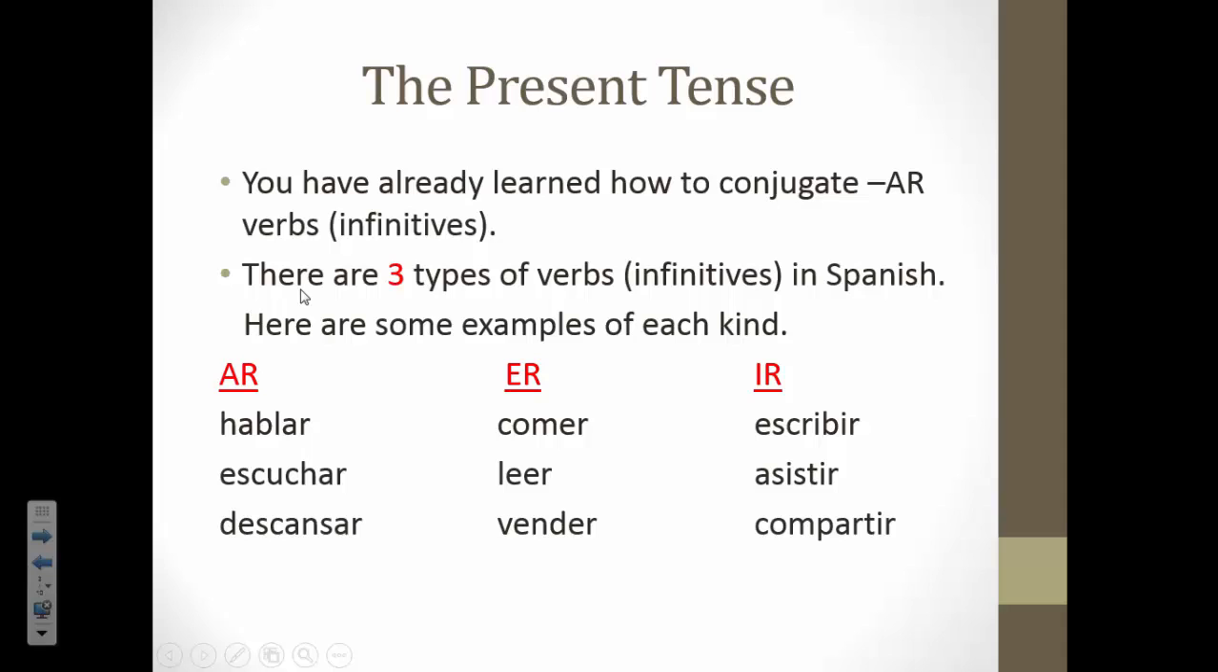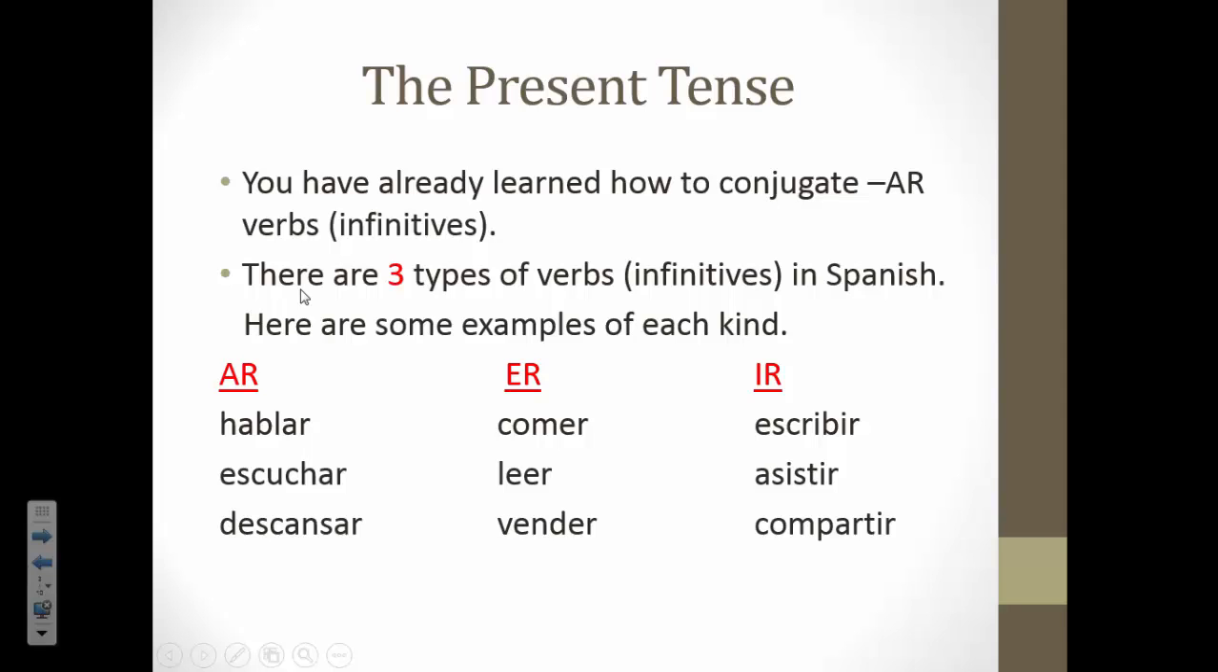So if you remember, hablar means to talk or to speak. Escuchar means to listen. And descansar means to rest. Okay, so let's look at our ER examples. We know comer is to eat, leer is to read, and vender is to sell.